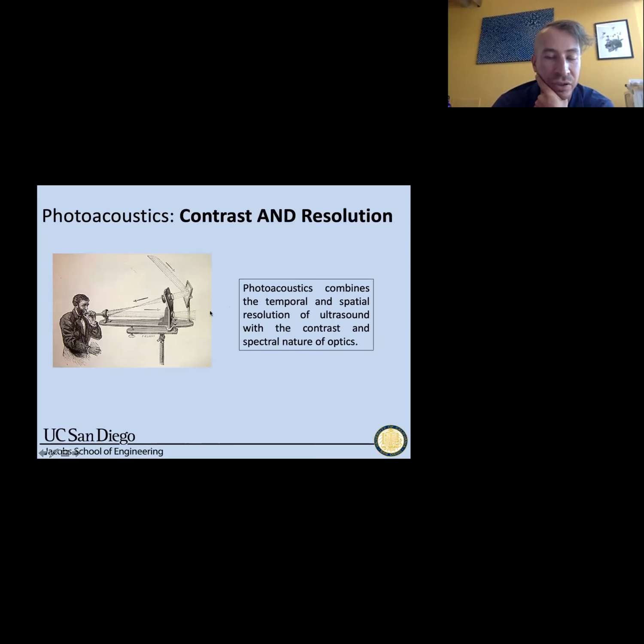So the photoacoustic effect was originally described by Alexander Graham Bell. He patented a device called the photophone, and it was going to be an alternative to the telephone and an alternative way of transmitting information, basically by using light rather than electricity.